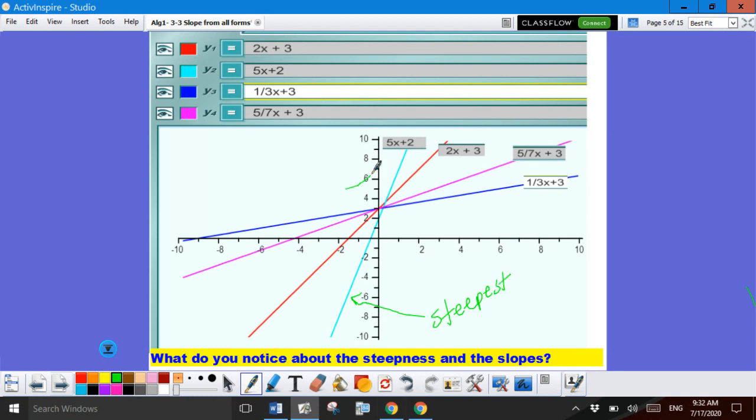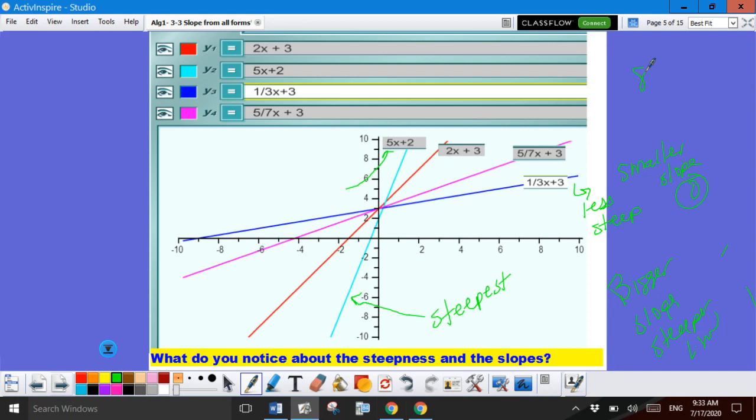And look at the number. That's a 5. Now, this one is the less steep, okay? Or the least steep. And this has a smaller slope. It's approaching 0. Okay, it's approaching 0. And this slope is getting bigger. So the bigger the slope, the steeper the line. Okay, the bigger the slope, the steeper the line.